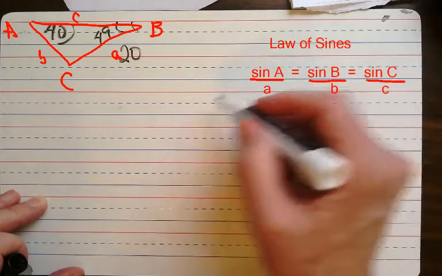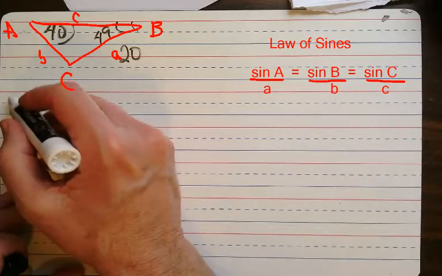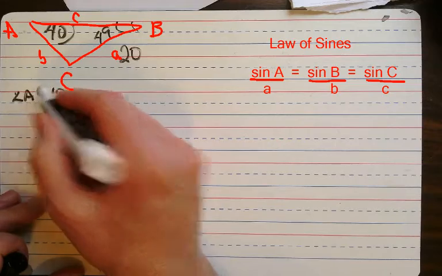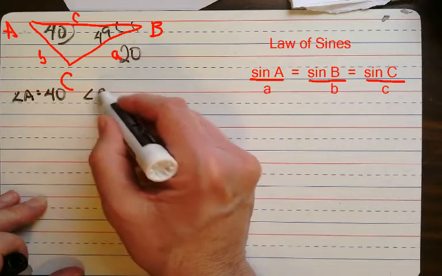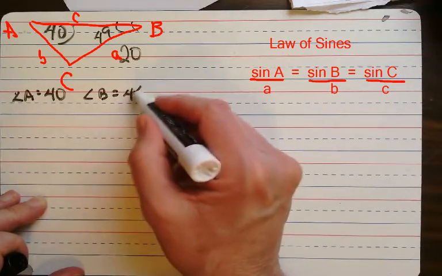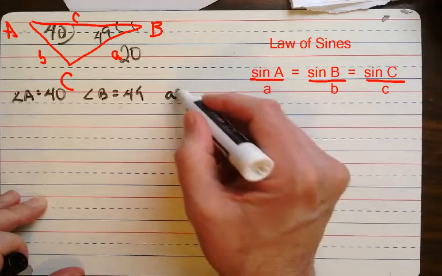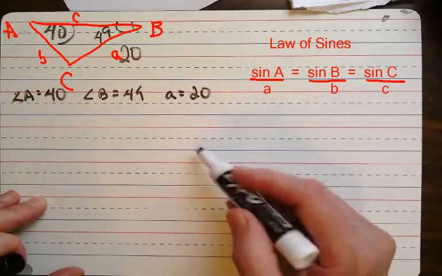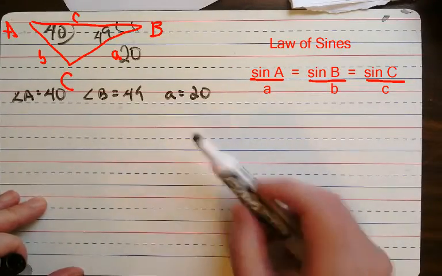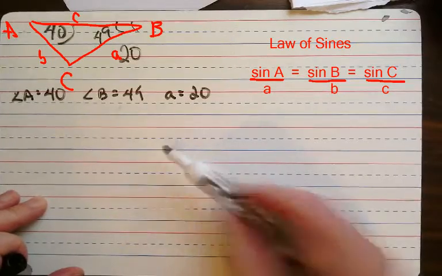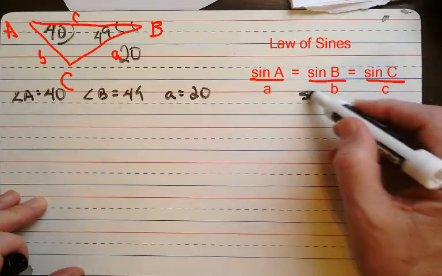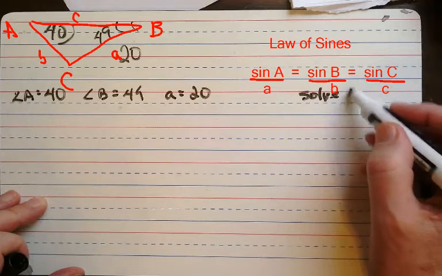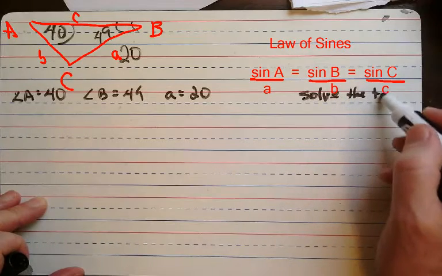So where can we write that? We can write angle A is 40, angle B is 49, and side A is 20. Right? So if we know that, then we can solve the triangle. Remember, solve the triangle means find all the missing sides and all the missing angles.